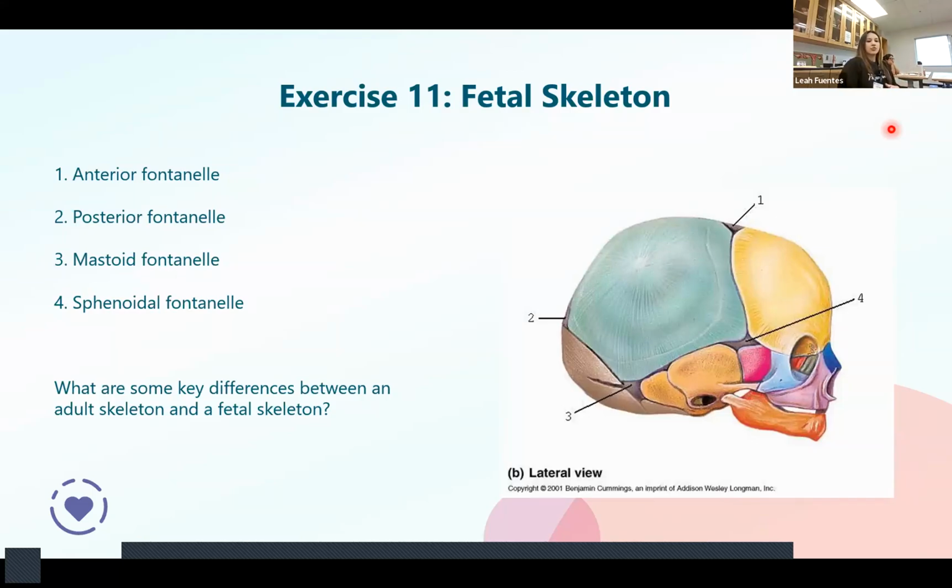And then you'll also need to know the key differences between an adult skeleton and a fetal skeleton. So what are some major differences? More bones, yeah. So just number of bones. The big one is the presence of fontanelles, and then size of bones. Or you could also say bone fusion. Bone fusion in fetuses or even children happens a lot later in life than in adults.